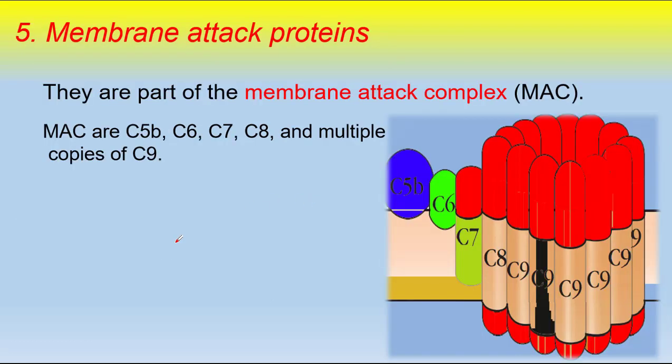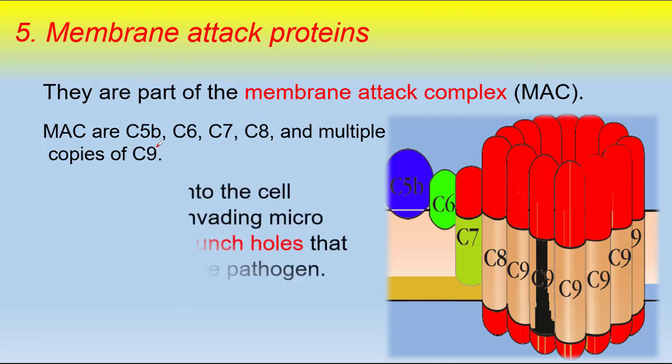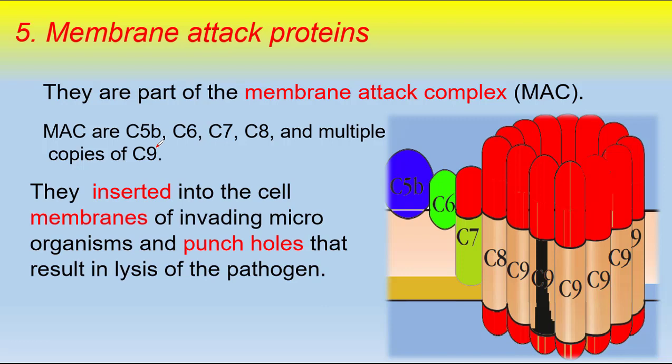The fifth category is membrane attack proteins. These are the proteins which form the membrane attack complex. The main components of the membrane attack complex are C5 beta, C6, C7, C8 and multiple copies of C9. All these components are inserted into the membrane of the pathogen. They punch holes in the membrane that result in the lysis of the pathogen.